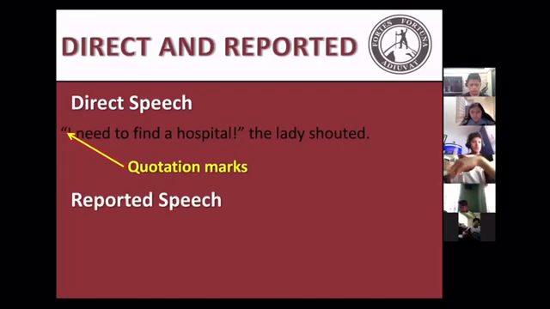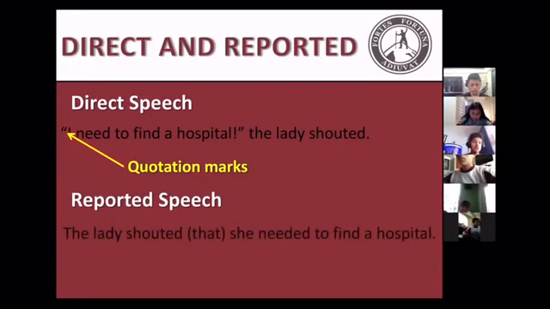Here is an example of a reported sentence, and we'll use the same subject, okay? The lady shouted that she needed to find a hospital. What has happened to the verb in the part of speech that the lady has shouted? Can you see the difference in the verb?